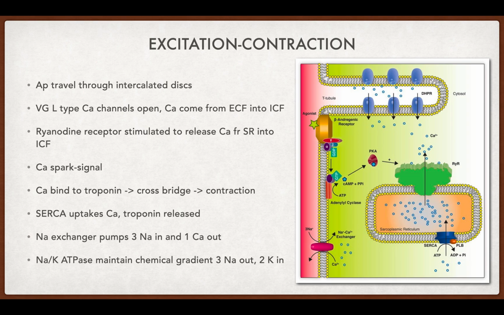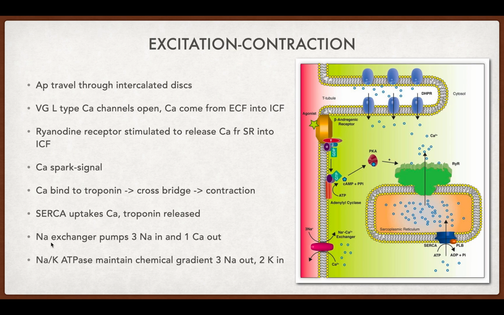Right, so let's go through the excitation-contraction coupling. I already said this, but calcium comes in from the extracellular fluid into the intracellular fluid. The ryanodine receptor is activated. The calcium spark would be the signal for the calcium-induced calcium release. And then, of course, calcium binds to troponin, tropomyosin is moved, and cross-bridge formation occurs. SERCA reuptakes the calcium, and troponin is released.